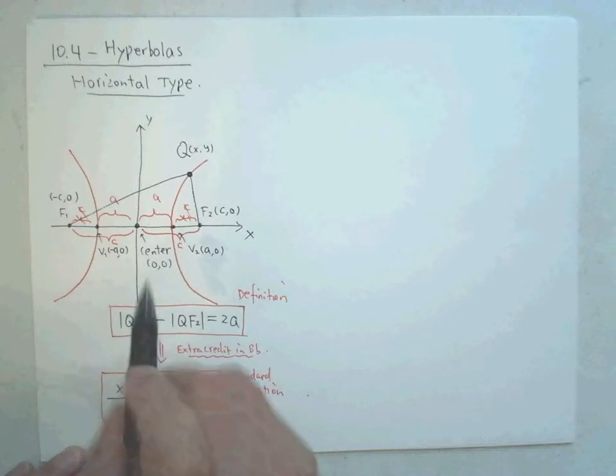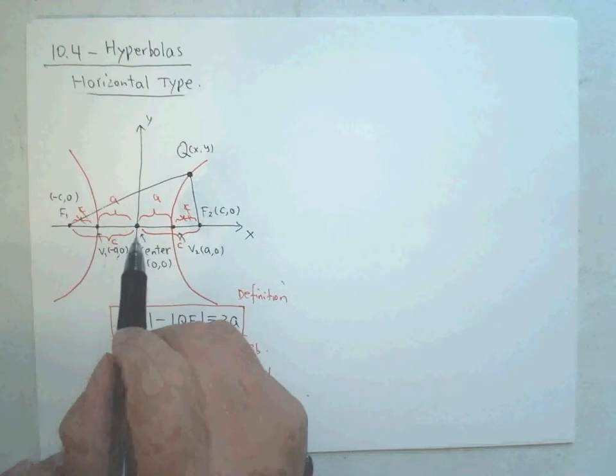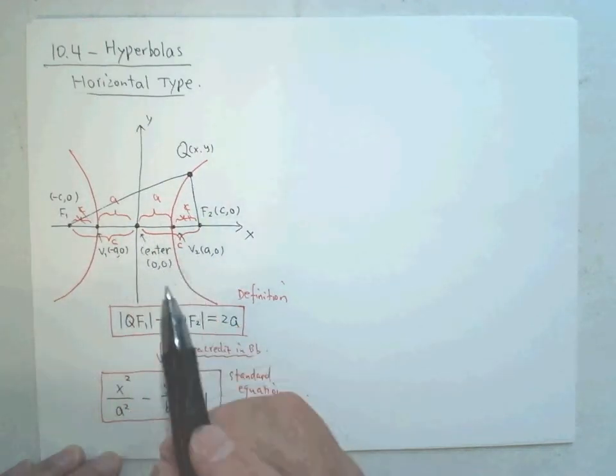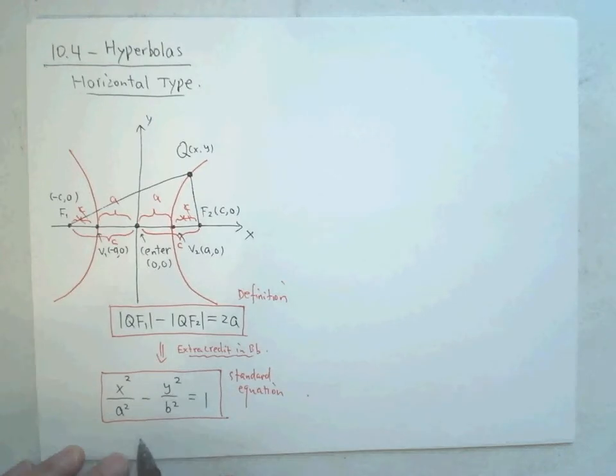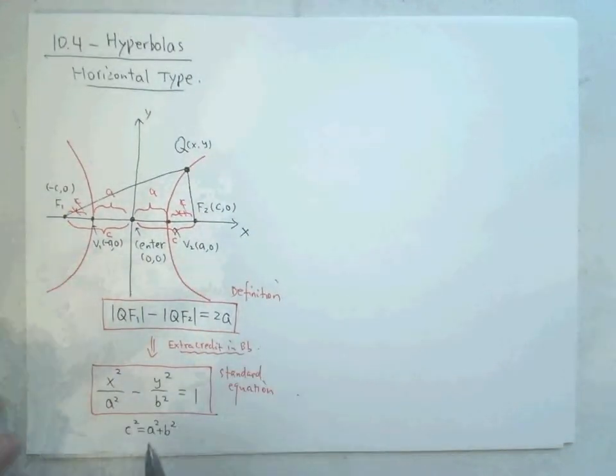This time C is longer than A. In an ellipse, A is the longest parameter, right? So this time C is the biggest parameter, which is this: C squared equals A squared plus B squared. Okay, I want this relationship. C is the biggest.